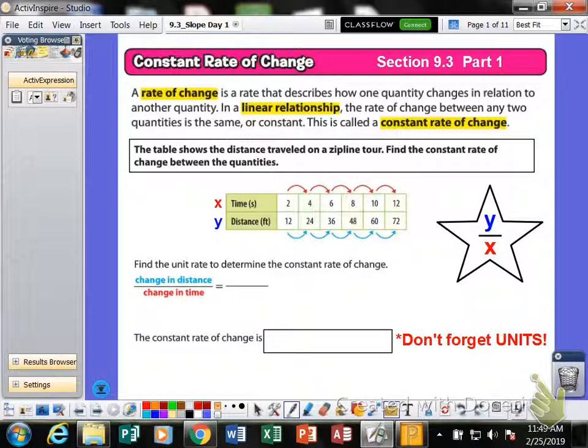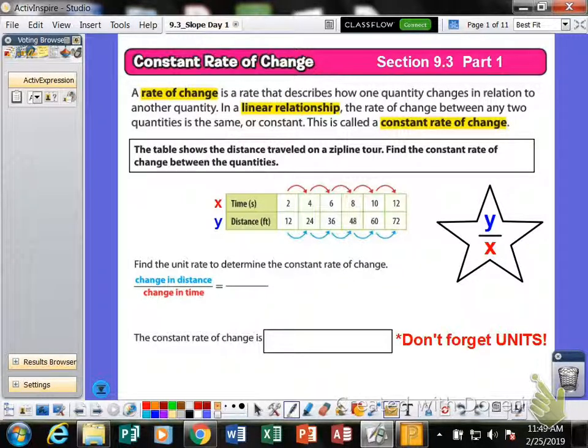So 9.3, we're going to be looking at constant rate of change. This is going to be 9.3 part 1. We're going to have 2 days of 9.3. So part 1, we're going to be looking at rate of change.